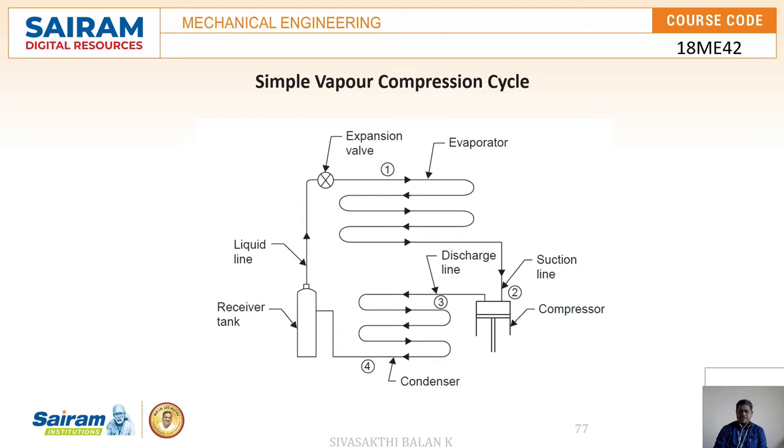This is a schematic diagram which represents a simple vapor compression cycle. I hope everyone knows how a simple vapor compression cycle works. I explained it in the previous video, so if you have any doubt, just go back and watch that video and come back here. And we all know that there are four processes which a simple vapor compression cycle undergoes.